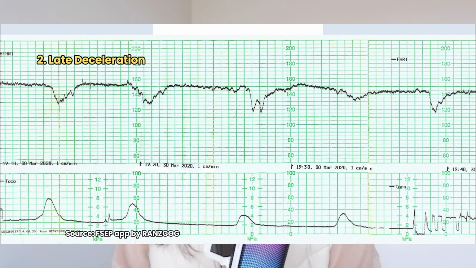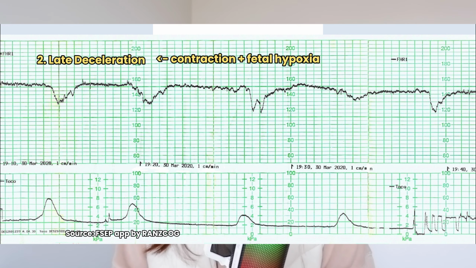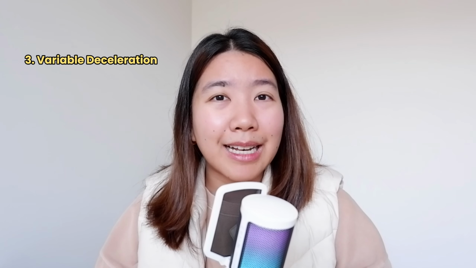Number 2, late decelerations. Late decelerations start after the contraction starts and go back to baseline after the contraction has finished. This is caused by the contraction and shows us the sign of fetal hypoxia, because it means that the placenta cannot deliver enough oxygen to the baby during the contraction. This is a non-reassuring feature and requires urgent escalation.